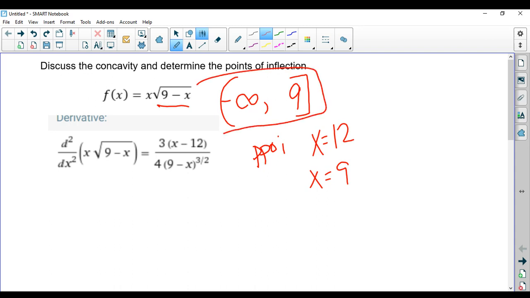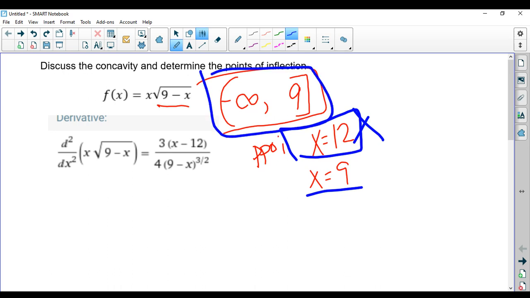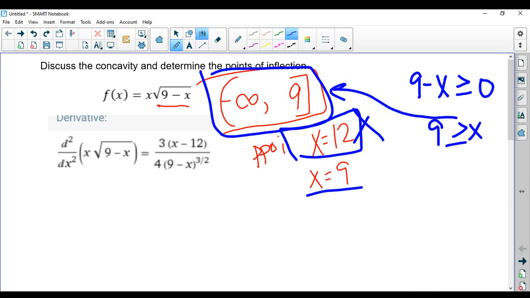So that's the domain. This point of inflection right here is not in the domain, so it's not going to be a point of inflection. X equals 9 is the only real possible point of inflection. Now, the other quick way to solve this, and I went through this domain, is the radicand 9 minus x. You can just state that 9 minus x, for the square root to be legitimate, must be greater than or equal to 0. You can't take the square root of a negative number. And now you just solve for x. Bring the negative x over. So that says x is less than or equal to 9, which is what we just said here.